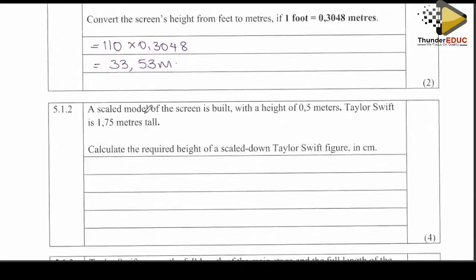Okay, let's continue. A scaled model of the screen is built with a height of 0.5 meters. Taylor Swift is 1.7 meters tall. Calculate the required height of the scaled Taylor. Now, in other words, we are going to use the scale that's used. They have already told you to convert the screen's height. It's this much, yet it is scaled to 0.5. So meaning, if you have 33.53 in real life, on paper you have 0.5. So we are going to look for only 1.